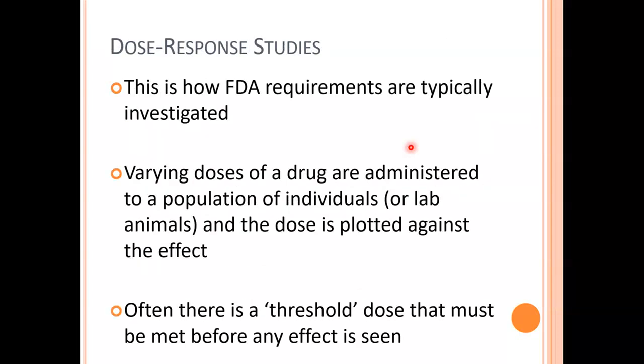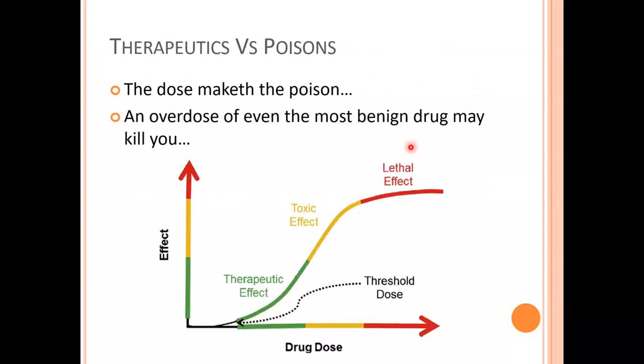So, dose response studies. This is how the FDA requirements are typically investigated. If we have a look at this, they are going to give people multiple doses, starting here up to the therapeutic dose, hopefully avoiding this zone. Whenever they're doing these sort of experiments, we're starting with animals. And the idea of the animal studies is we want to know this region here. We want to know the therapeutic effect, but we also want to see where the toxic effect kicks in. This allows us to gauge a safety margin.